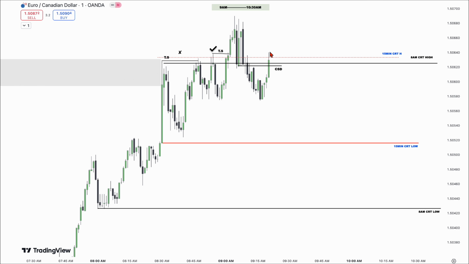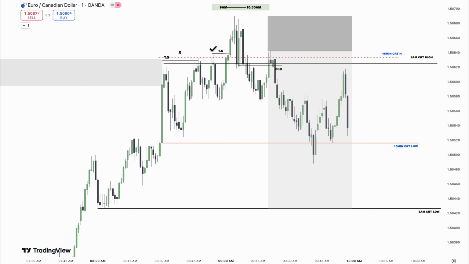Price finally retraces back to our zone, so we enter as a short position, just putting our stop loss just above that swing high and targeting the 15-minute CRT low, and the final target is the 8 a.m. CRT low. So let's see how it plays. And you can see we hit our first target, which is the 15-minute CRT low. Let's see what price does next. And finally, guys, you can notice price reaches our final target, offering a 3+ RR trade.